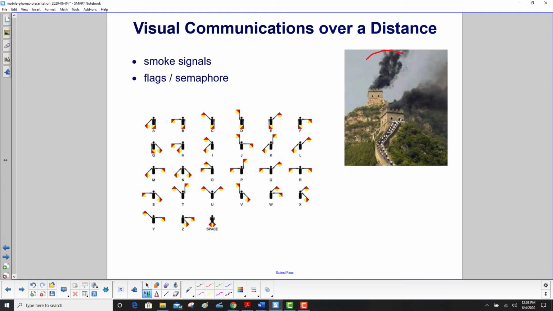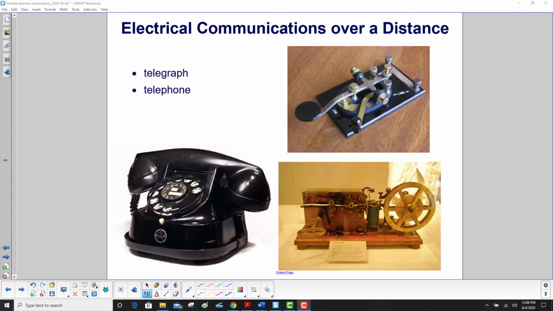You could use smoke signals, shown here on the Great Wall of China. You could use flags. Another name for that is semaphore. And depending on how you hold the flag, that tells you what letter you're sending. You could use electrical communications. The telegraph key, telegraph printer here. It's printing out the words, or letters, on this little strip of tape here. Or a very old-fashioned telephone.